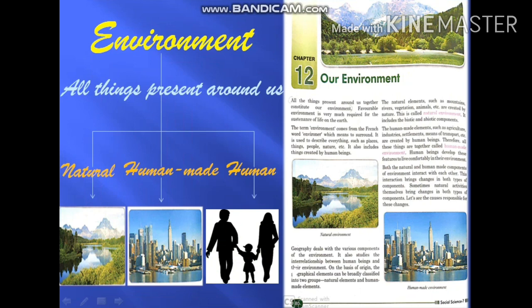Do you know what is environment? All the things present around us together is known as environment. On the basis of origin, the geographical elements can be broadly classified into three. They are the natural elements, the human-made elements, and the human.